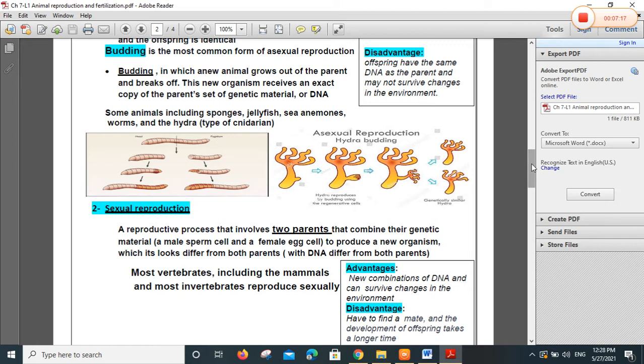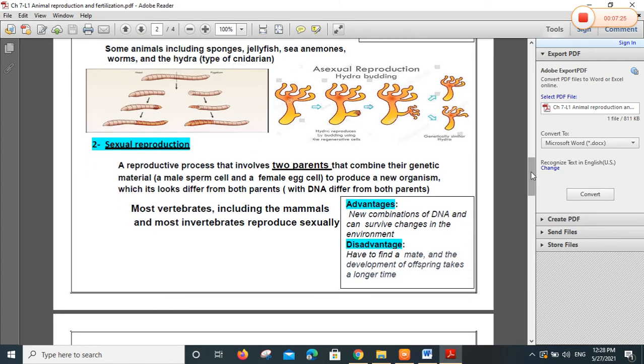Is there any disadvantage for sexual reproduction? It takes time. Sure, it takes time, and you have to find a mate. Offspring are formed due to the combination of 2 different genetic materials of 2 different parents. So each parent or each partner has to find the other partner to mate with.